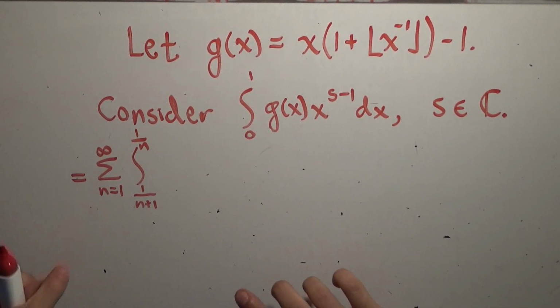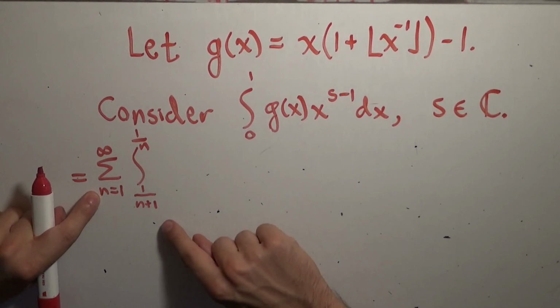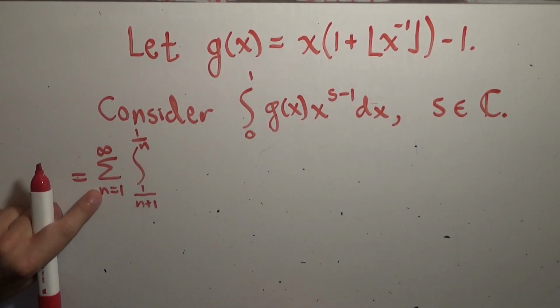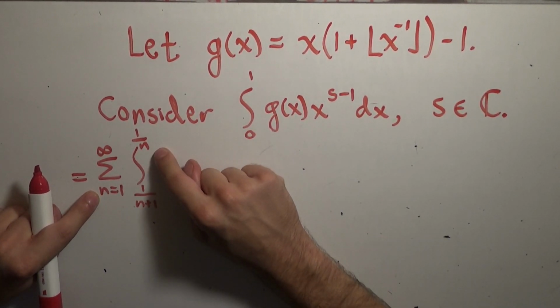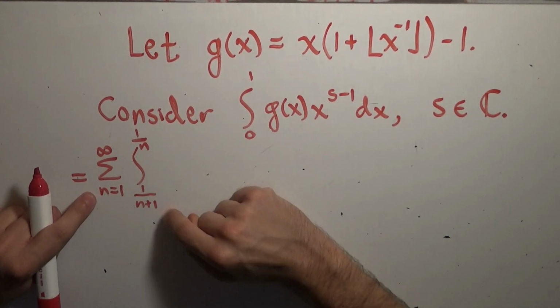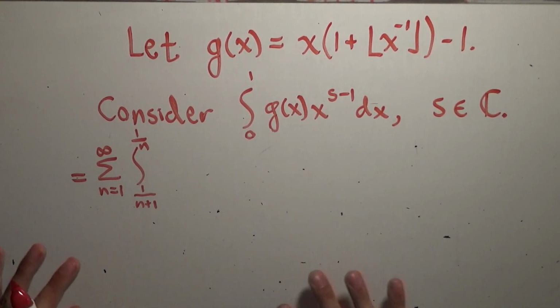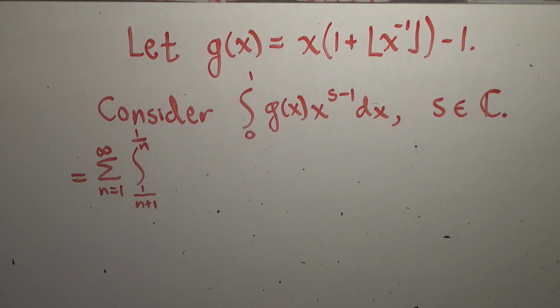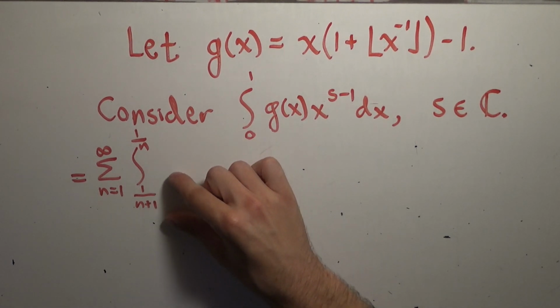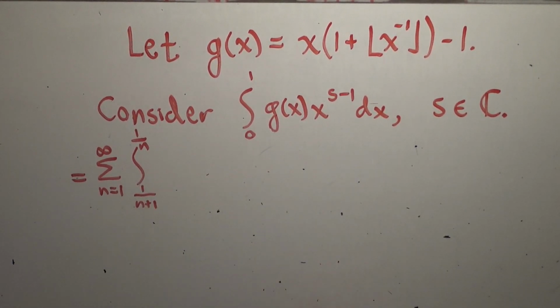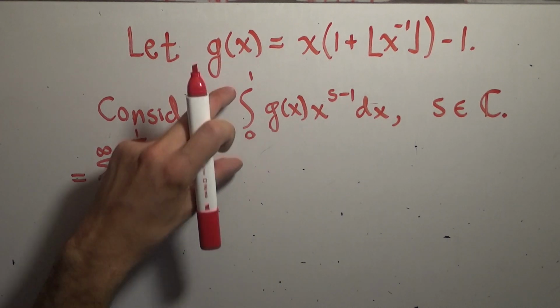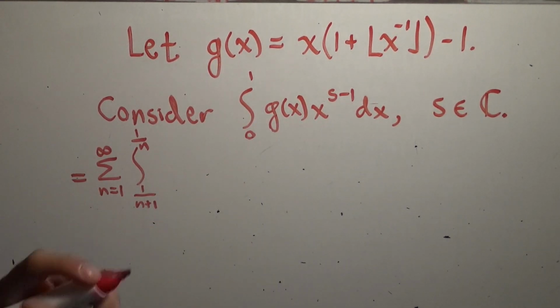So let's see how this would work. At n equals 1, we're going from 1/2 to 1. At n equals 2, we're going from 1/3 to 1/2, and then 1/4 to 1/3, and then 1/5 to 1/4. And so we're covering the entire interval from 0 to 1, but it's turned into an infinite sum of intervals which progressively get evaluated over smaller and smaller intervals. But it does, in the limit, traverse the entire interval from 0 to 1.